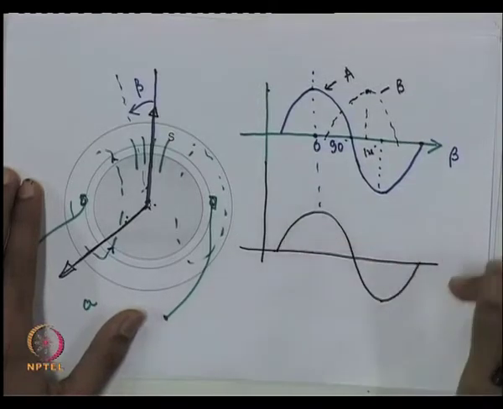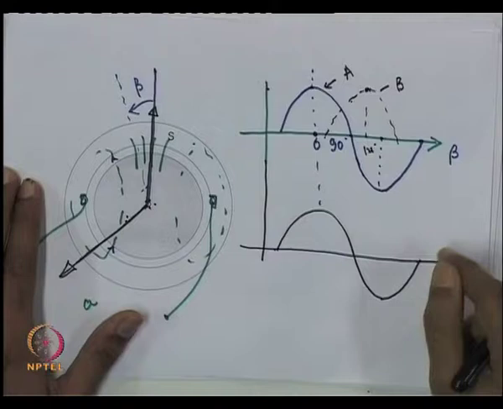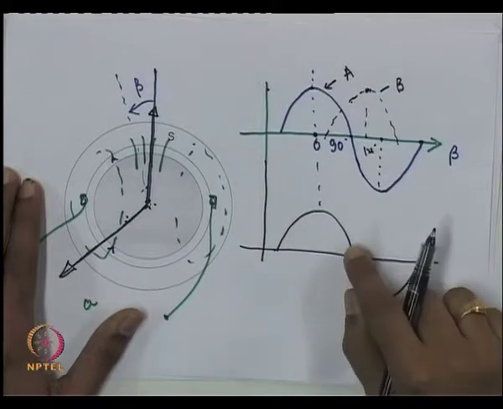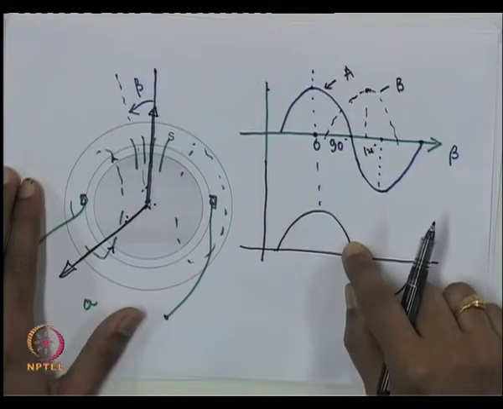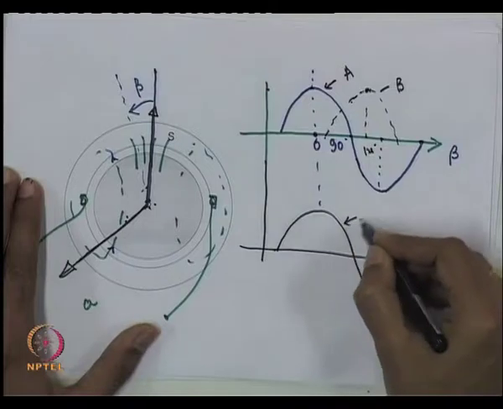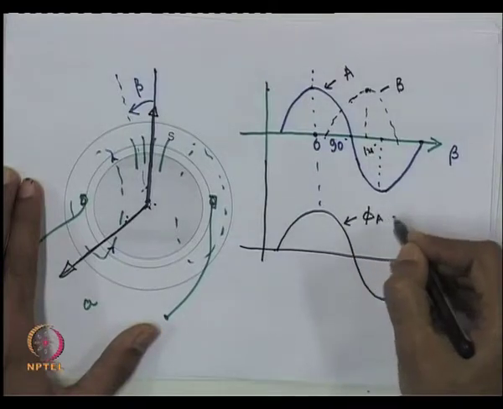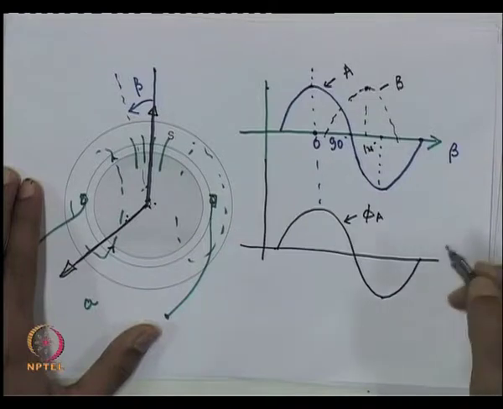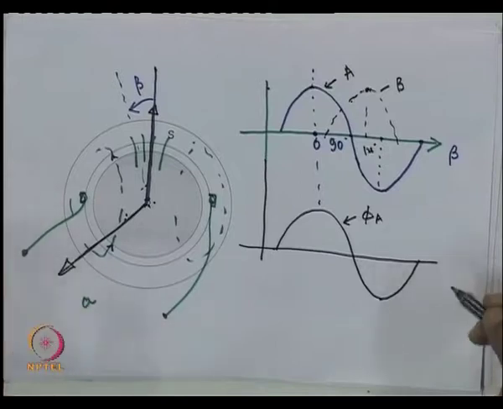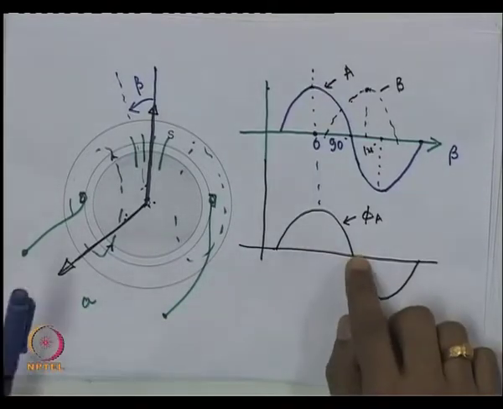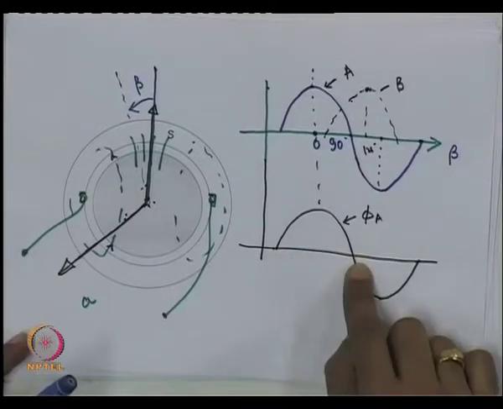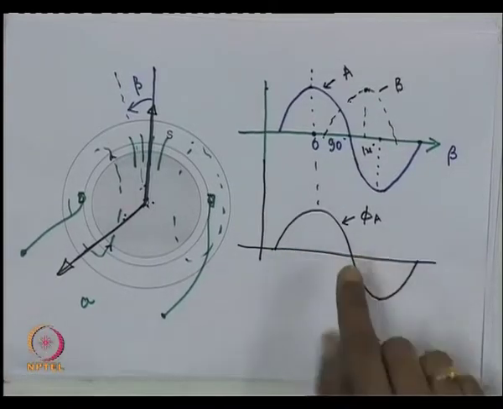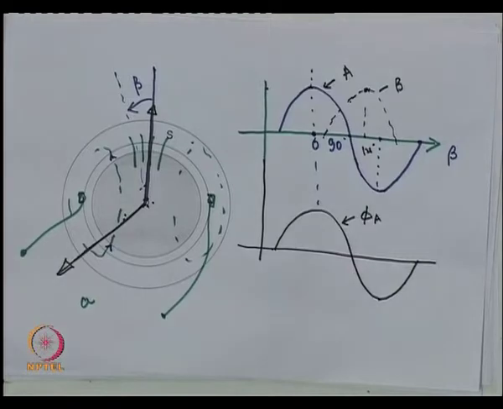So, this is the kind of flux which will be created in the air gap of a cylindrical rotor machine due to the current in winding A. Now, whenever I try to take out the flux linked to the field winding, after all, what am I going to do? Now, I have got a flux in the air gap.